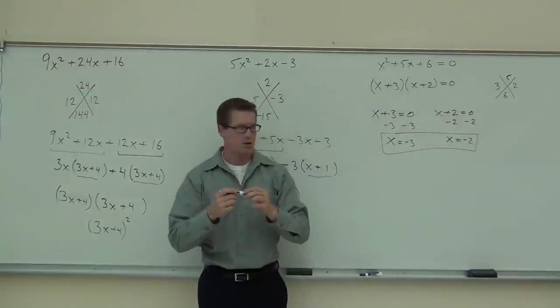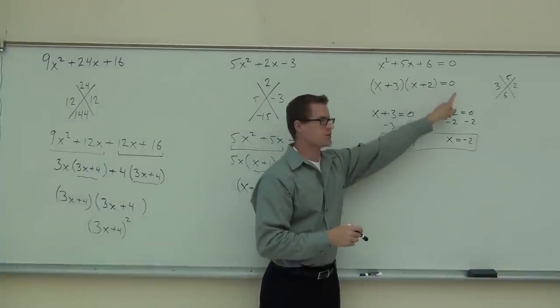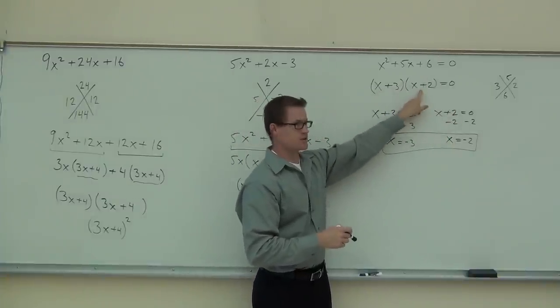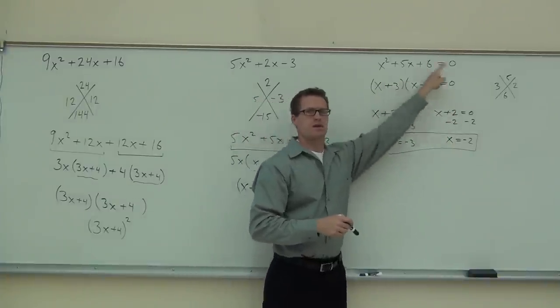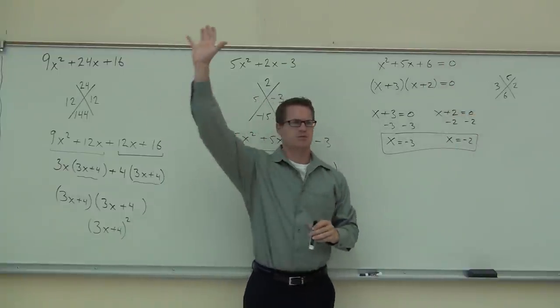The reason why they work is because if you plug this in here, it creates 0. 0 times anything is 0. Plug in a negative 2 here, that creates 0. 0 times anything is 0. That's how we're going to use this in our equation. How many people understood today? Feel pretty good about it.